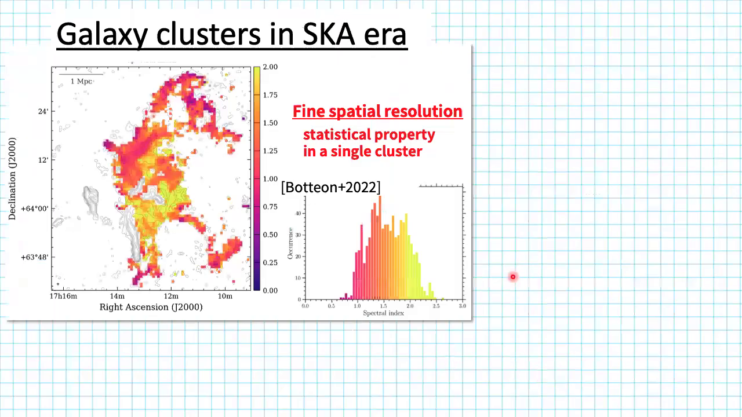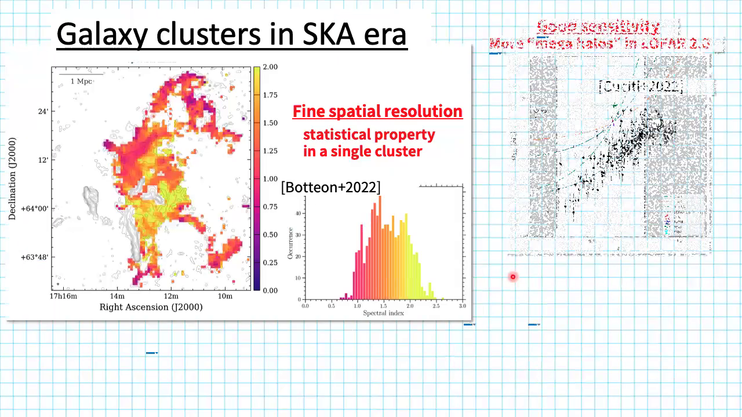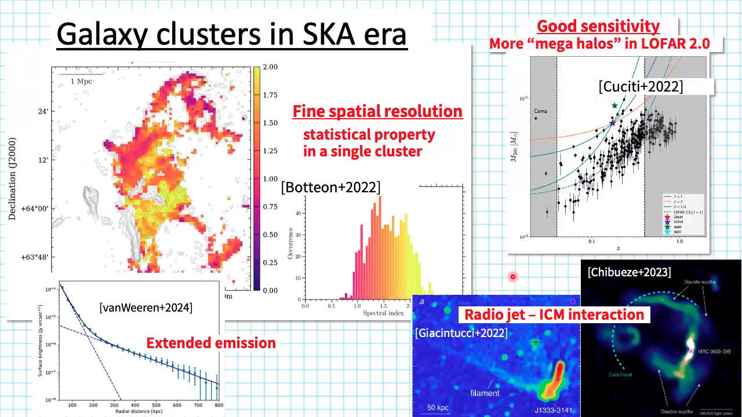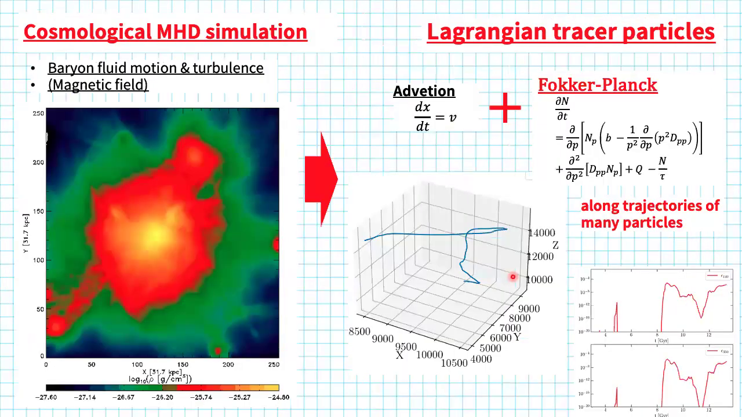And finally, I'm going to explain my preliminary results using MHD simulation plus the Lagrangian tracer method. This slide is not important, but in the next decade we will observe galaxy clusters in more detail, in a wider frequency range and with finer spatial resolution. So we need a very detailed model of radio halos.